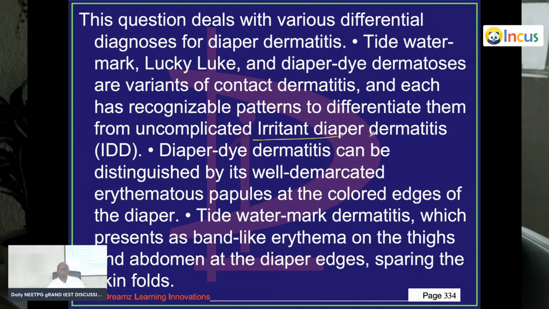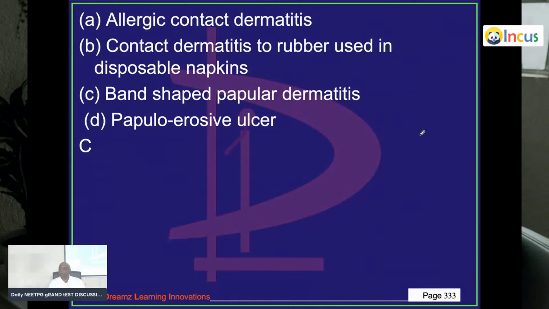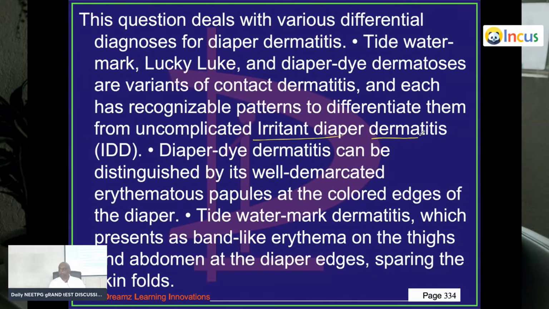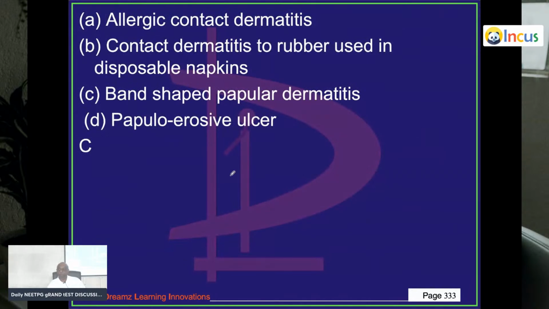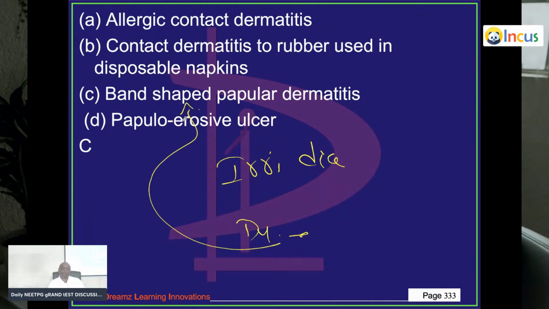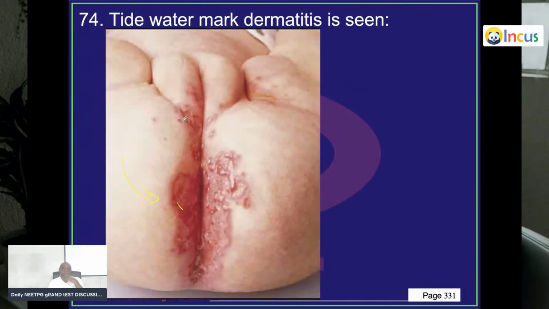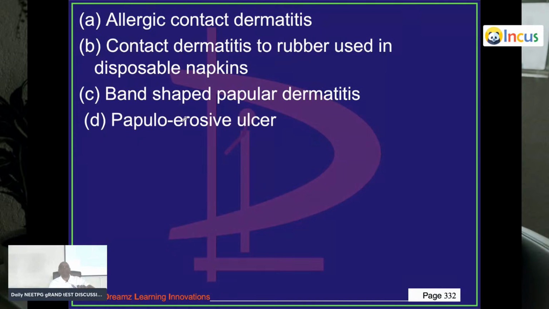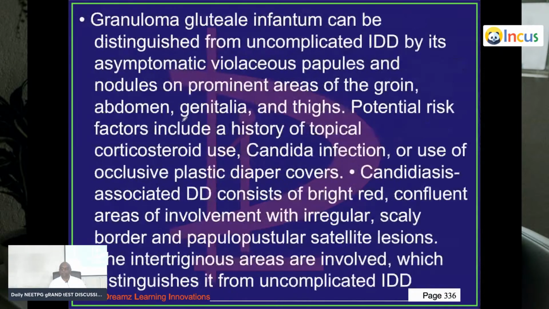There is something called irritant diaper dermatitis. There are two things: irritant diaper dermatitis, and the other one is the dye associated dermatitis, that is band shaped papular dermatitis. So this pattern fits into that band shaped, which is not irritant, but it is in the distribution of the diaper. That's the point. Okay.